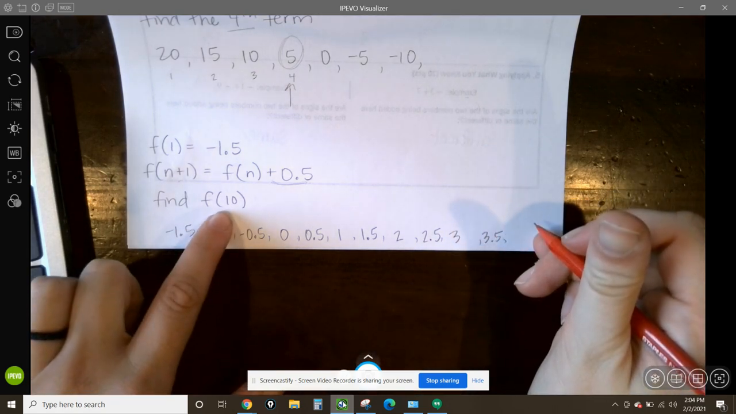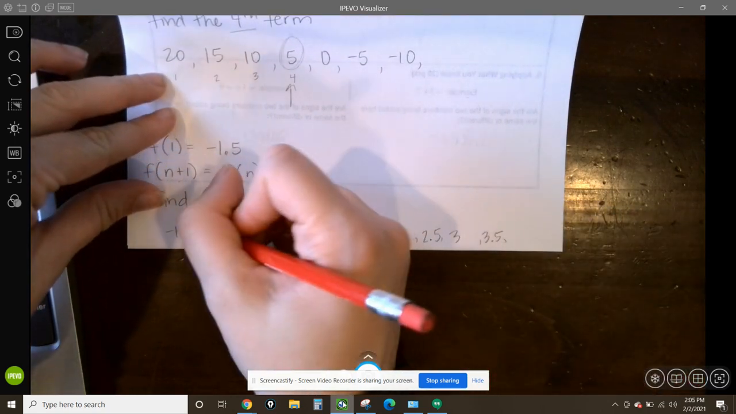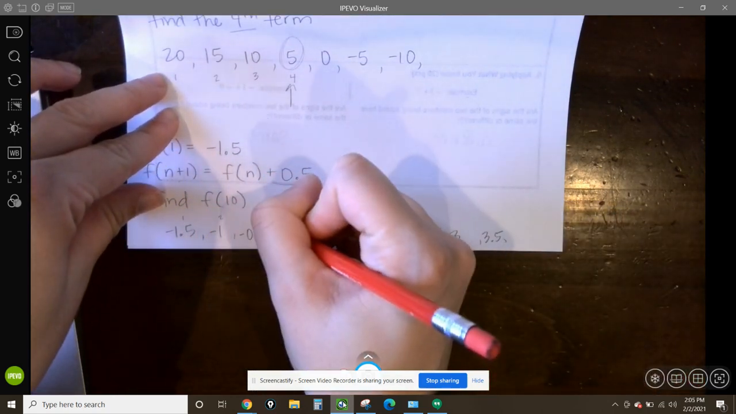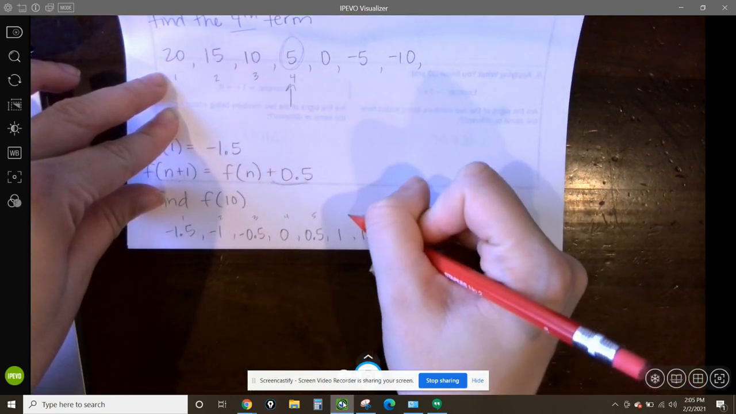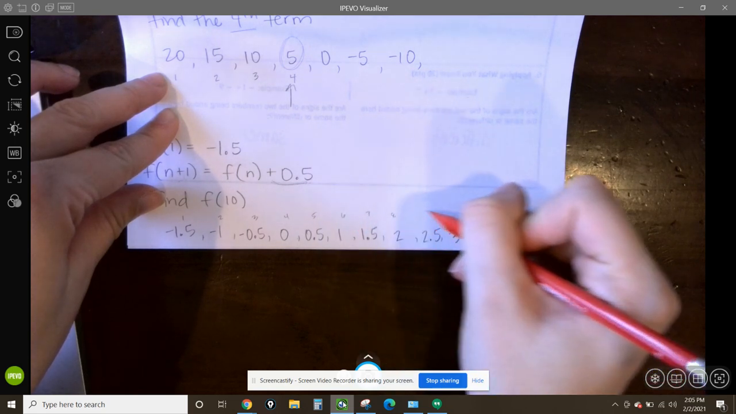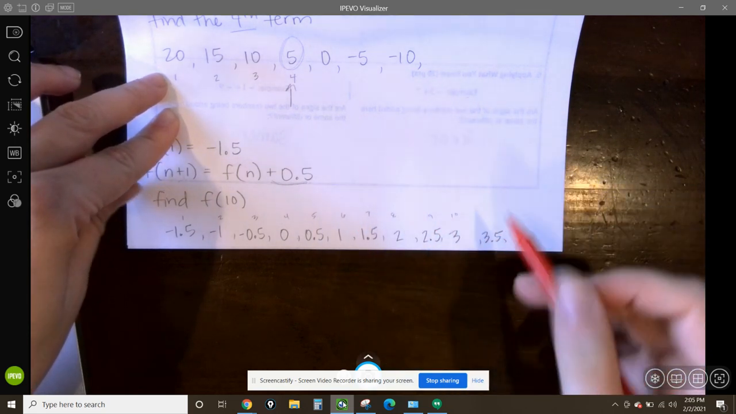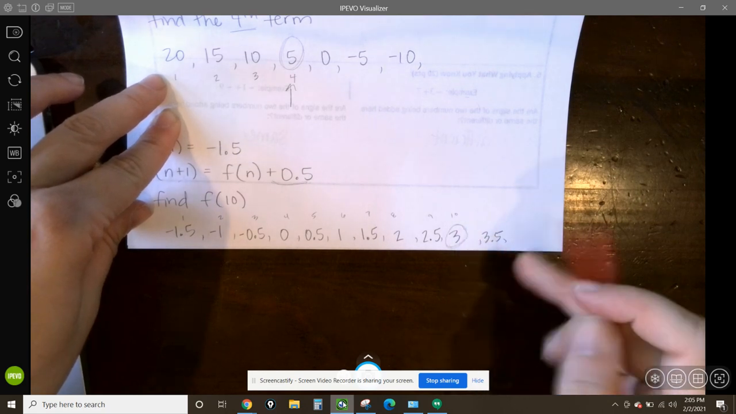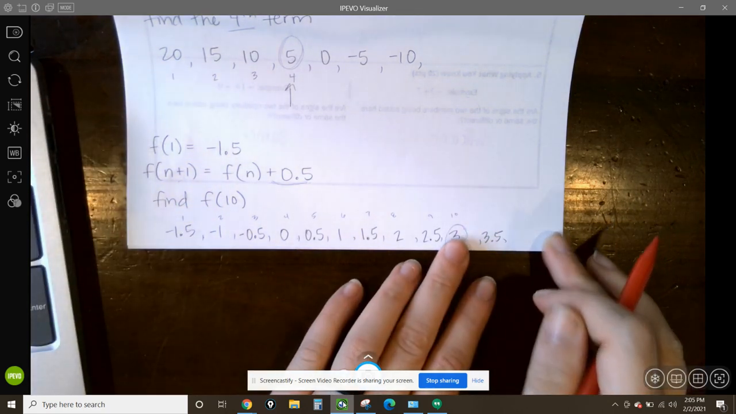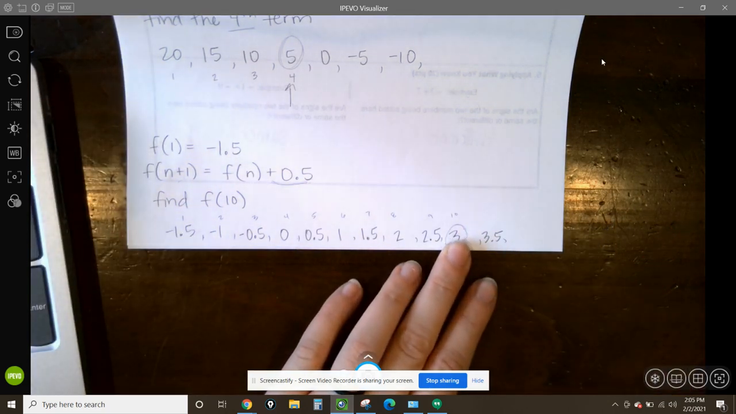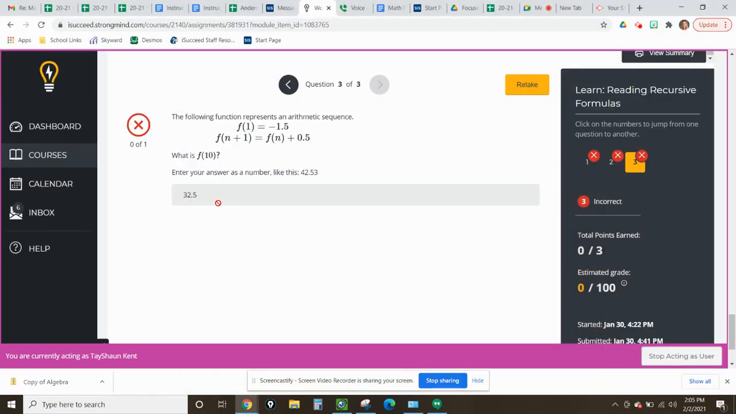This time we needed to find the 10th term. So first, second, third, fourth, fifth, sixth, seventh, eighth, ninth, 10th. Right here, 3 is the 10th term. So you can go back to your workbook and change your answer here to be 3. That should help you with that workbook.